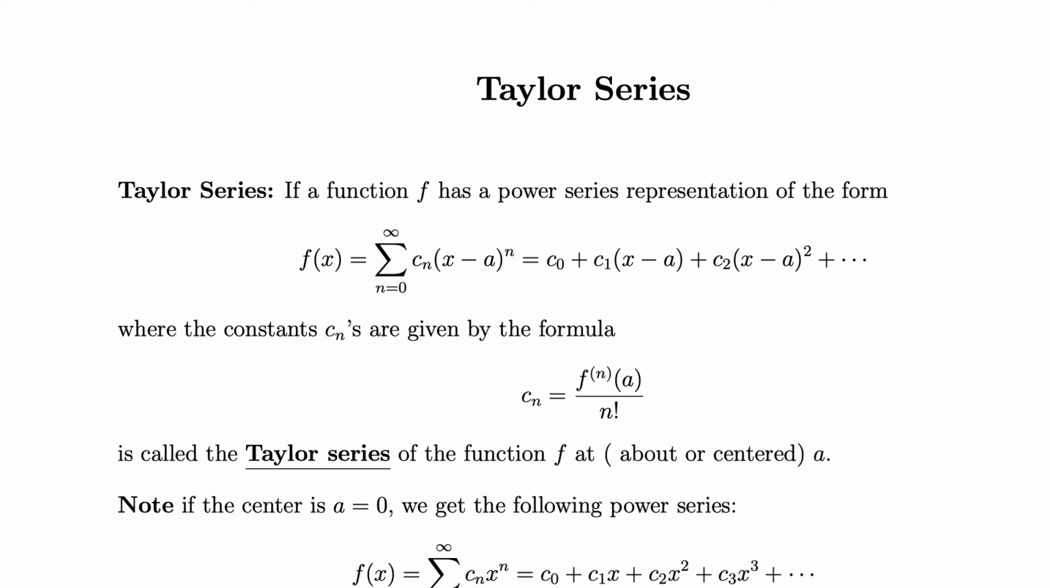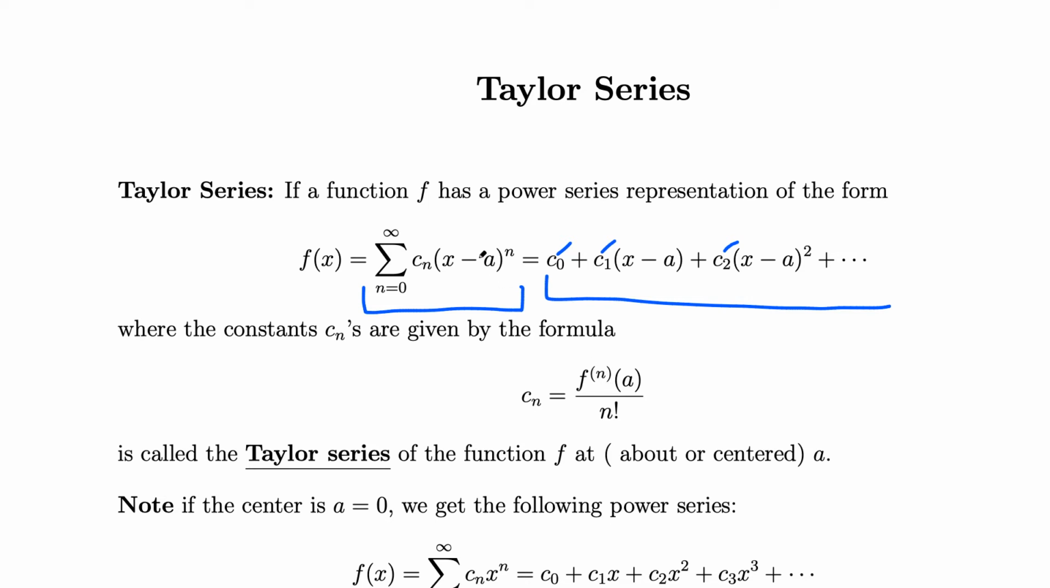Taylor series. If a function f has a power series representation of this form, this is in closed form and this is in expanded form. Suppose f has a power series representation where the constants, the c0, c1, c2, c3, etc. are given by the formula Cn equals f^(n), the nth derivative of function f evaluated at a, over n factorial.